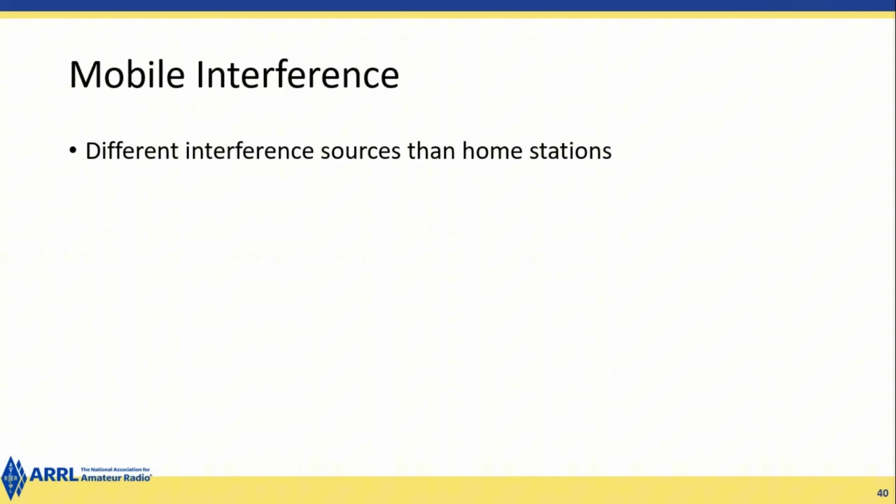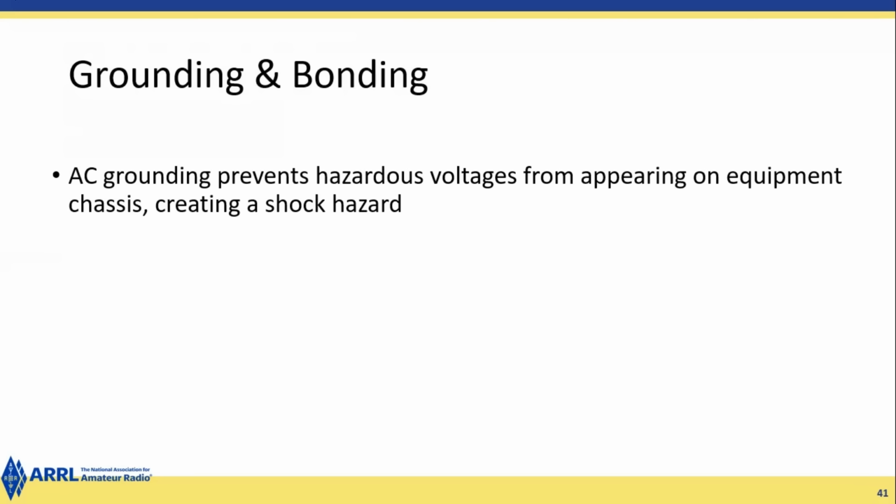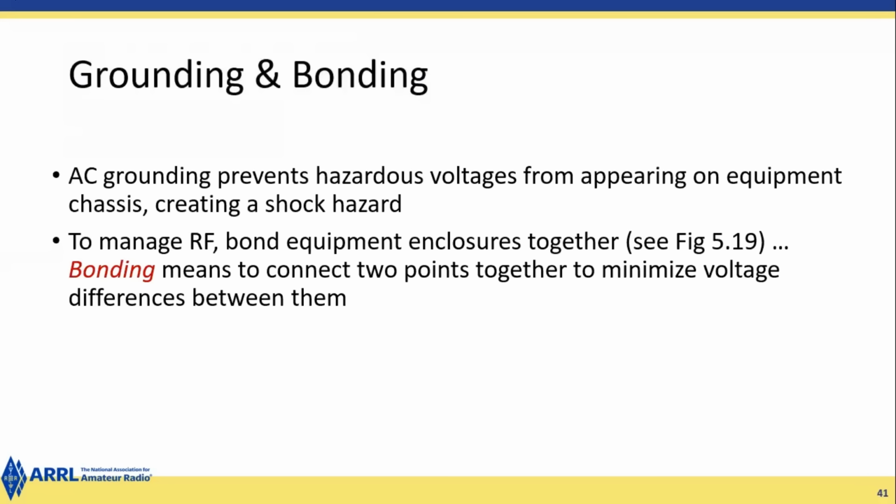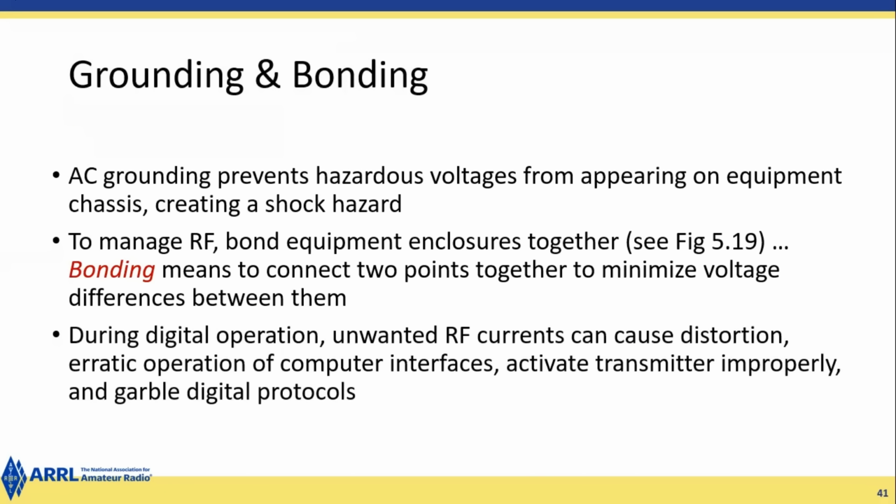Grounding and bonding. AC grounding prevents hazardous voltage from appearing on equipment chassis, creating a shock hazard. To manage RF, bond equipment enclosures together. Bonding means to connect two points together to minimize voltage differences between them. During digital operation, unwanted RF currents can cause distortion, erratic operation of computer interfaces, and activate transmitters improperly and garble digital protocols. So bonding and grounding can help eliminate some of those issues.